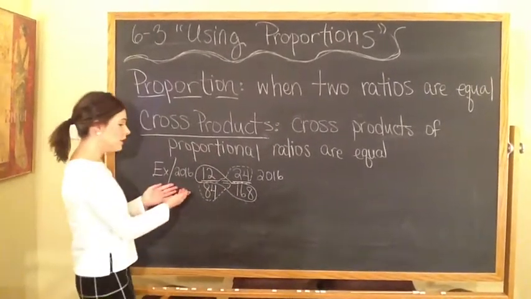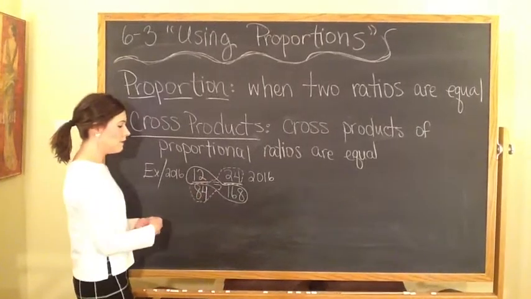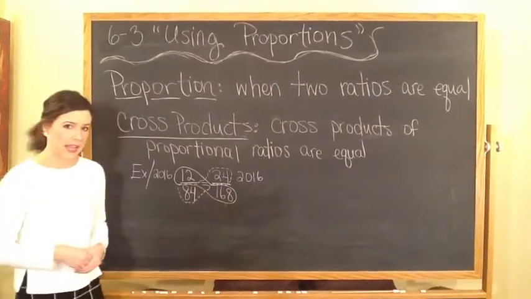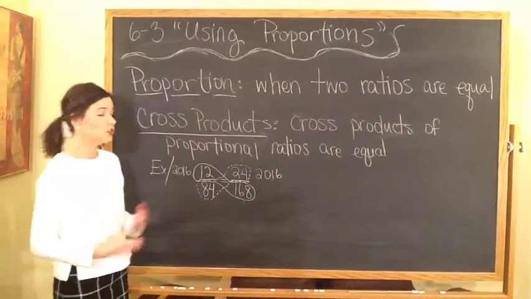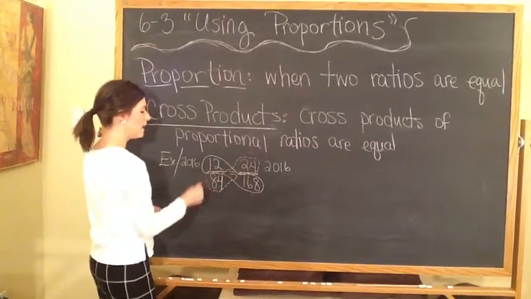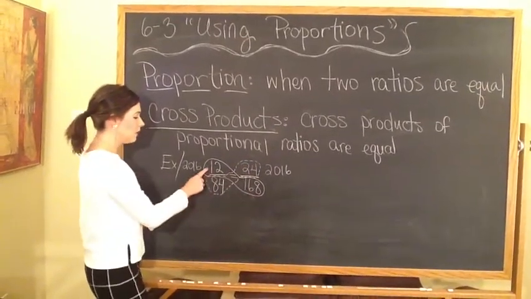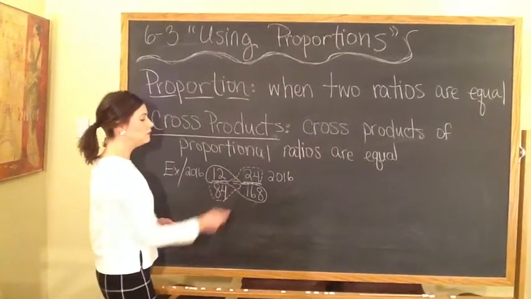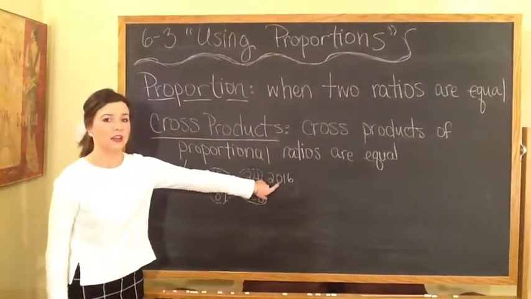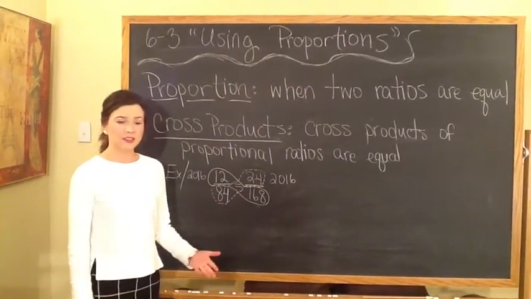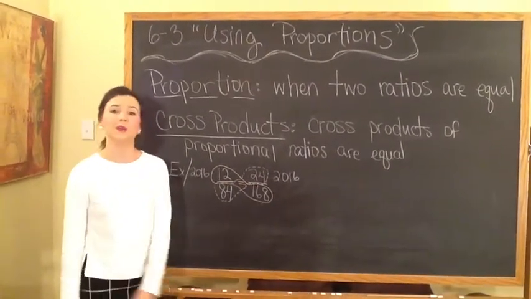So for example here, if you have 12 over 84 equals 24 over 168, and you want to see, is that really a true proportion? Then you need to go ahead and cross multiply. So that means we're going to do 168 times 12, and we're going to get 2016. And then we're going to do 84 times 24 and get 2016. So since both of these numbers are the same, then they're balanced. So that means that this is a proportional equation here.